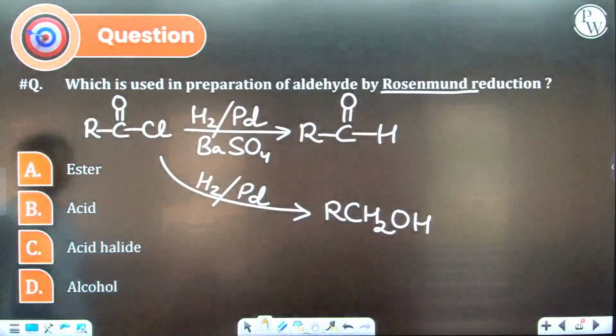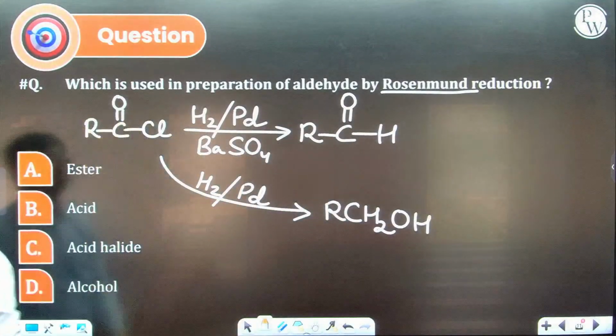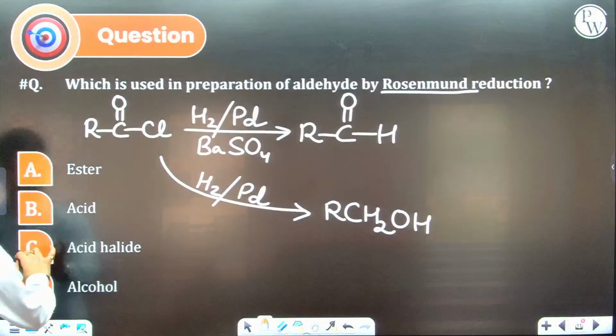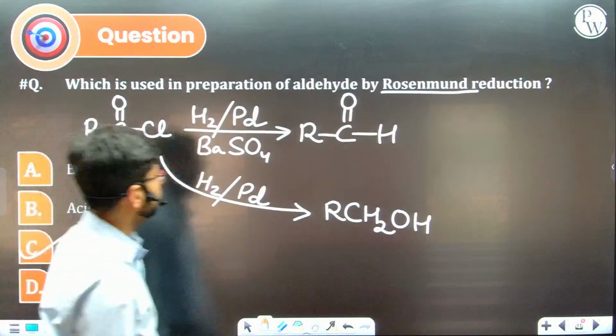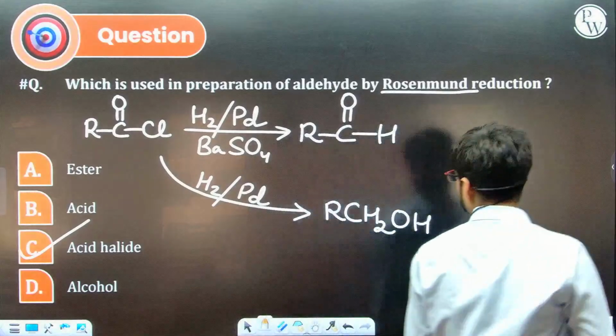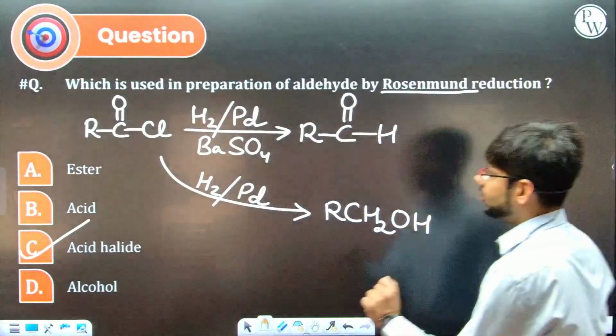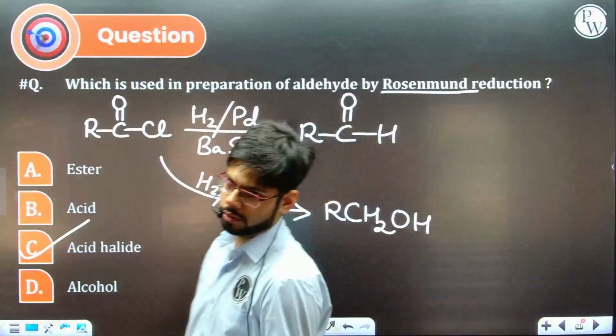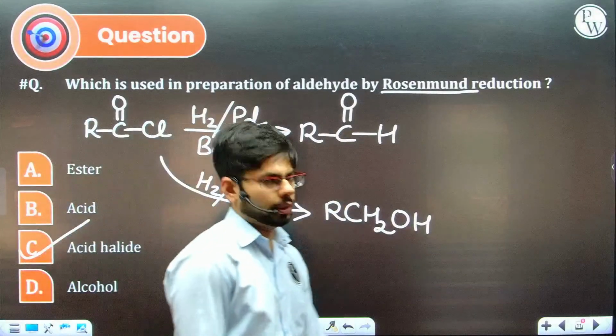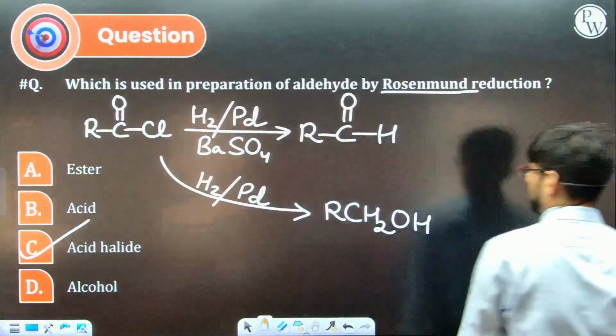So which is used as the starting material? We are using acid chloride. So option C is the correct answer. So BaSO4 or CaCO3, any of these two is used for Rosenmund reaction.